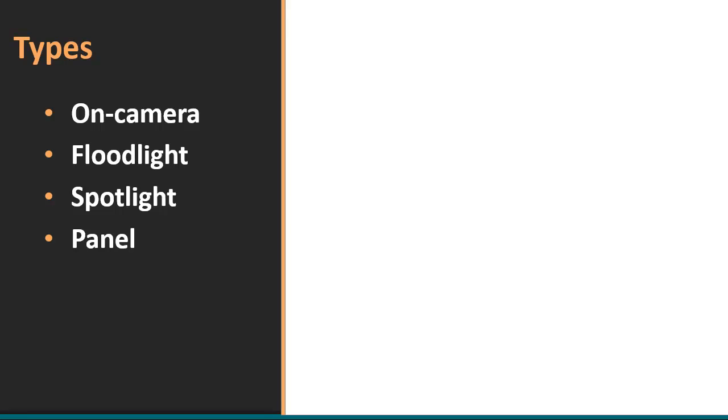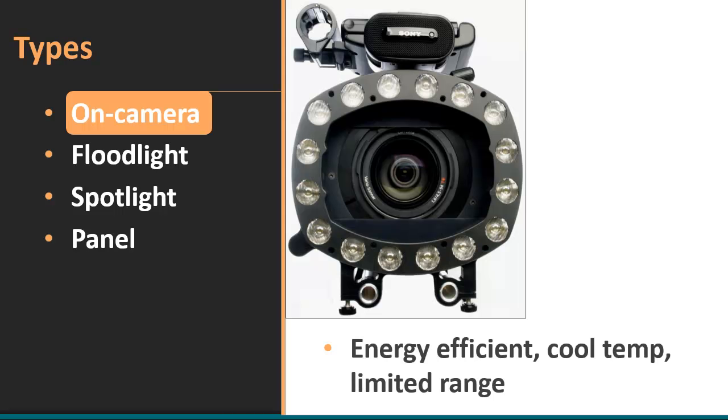Those that are on camera, floodlights, spotlights, and panels. We'll take a real quick look at each one of these. Some of the higher end cameras come with on-camera lights that are built in right in front of the viewfinder typically. These are usually LED lights, and often they're combined with the built-in flash that's on the camera as well if it's a combination still photo and video camera.